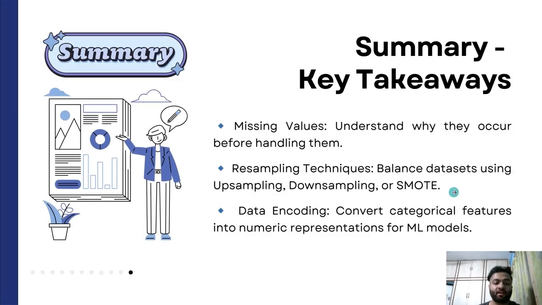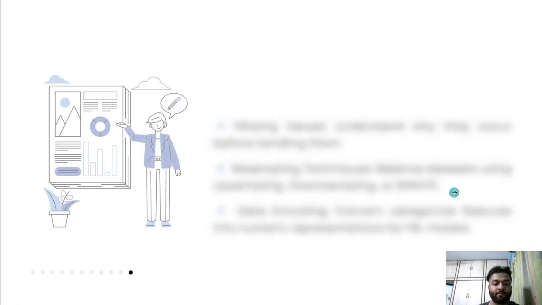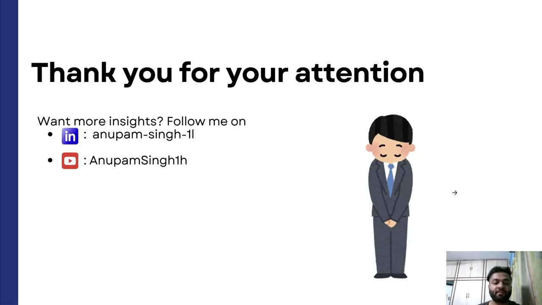Feature engineering is an art and science that transforms raw data into powerful predictive features. Whether it's handling missing values, balancing datasets, or encoding categorical variables, mastering these techniques will help you build better and more accurate machine learning models. Try applying these techniques on real-world datasets. Kaggle competitions are a great start.